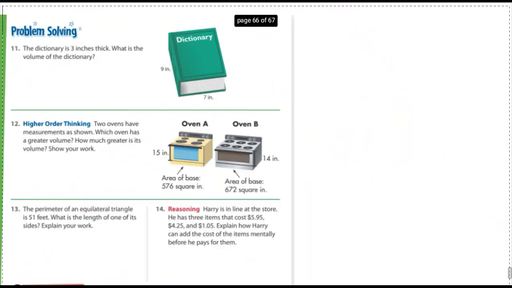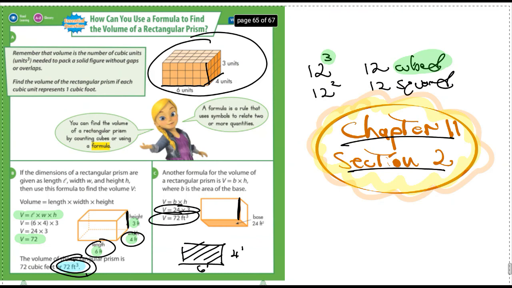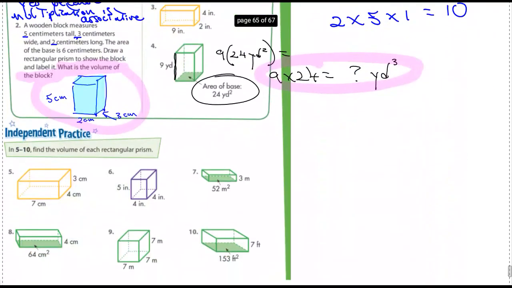Okay. Whoops, a little too far. Okay, come on, I'll get it here. Hang on. Here we go.